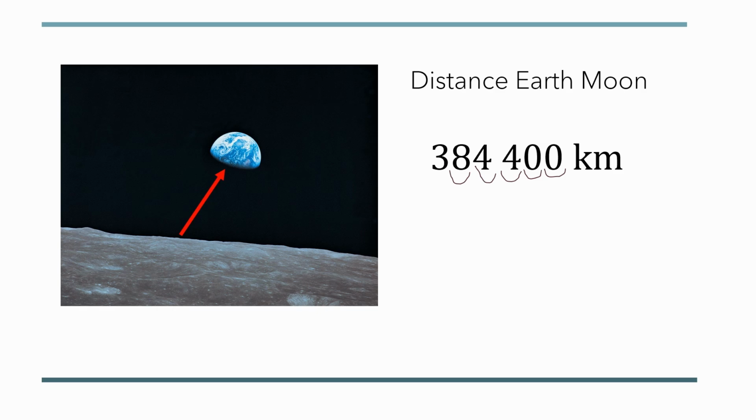Here, it's 3.84400. We can ignore the trailing zeros. By moving the decimal point to the left 5 times, we made the number 100,000 times smaller. So we need to compensate by multiplying it by 10 to the power of 5 to maintain the equality.